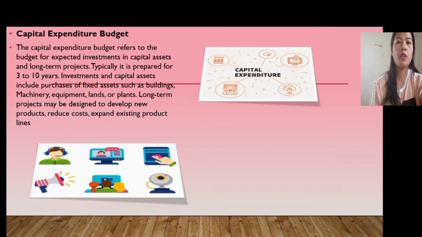Typically, it is prepared for 3 to 10 years. Investments and capital assets include purchases of fixed assets such as buildings, machinery, equipment, lands, or plants, and long-term projects may be designed to develop new products, reduce costs, or expand existing product lines. So, you need capital, of course, in your business to purchase different equipment or buildings, machinery, lands, or plants.